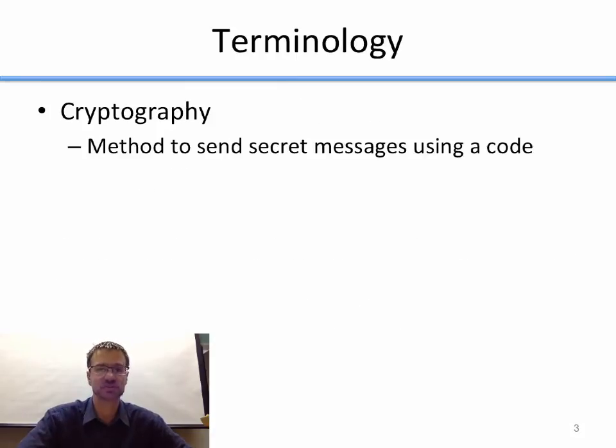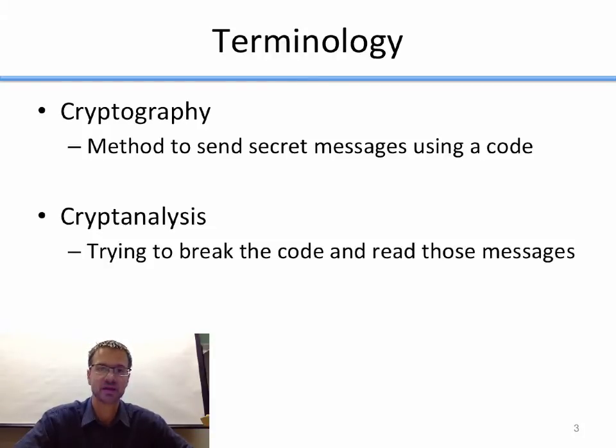So let's talk about some terminology, some terms I'm going to be using as we talk about cryptography. The first is the word cryptography. Cryptography is a method to send secret messages using some sort of code. Cryptanalysis is the technique for trying to break the code and read those messages. So if you and your friend are using cryptography and I intercept a message and I want to try and break it and read the original, then I need to apply cryptanalysis.